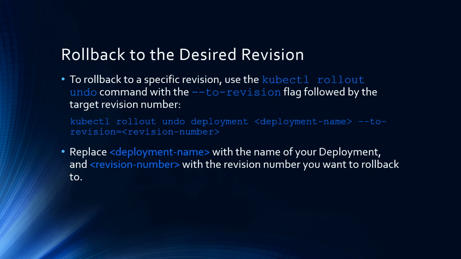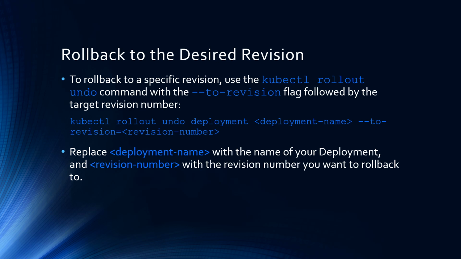Rolling back to a specific revision in Kubernetes is a powerful capability that needs to be understood thoroughly. The command kubectl rollout undo deployment/<deployment-name> --to-revision=<revision-number> is your tool for time travel in Kubernetes, allowing you to return to any previous state of your deployment. Let me explain the process in detail.